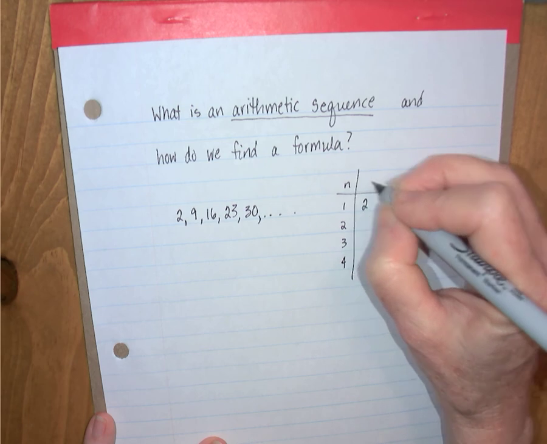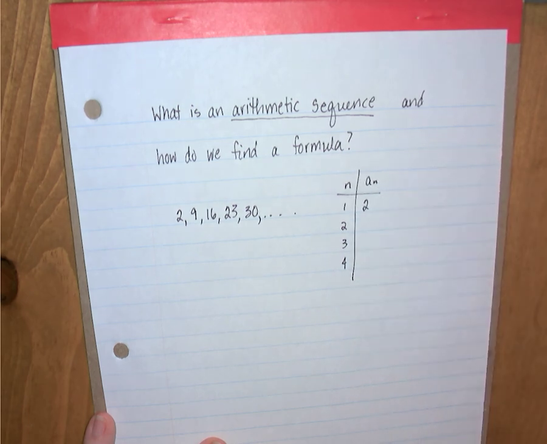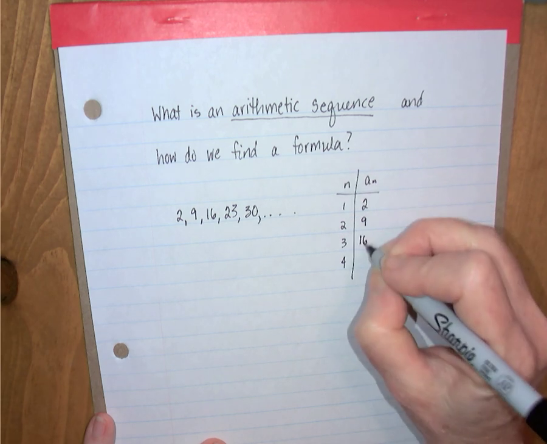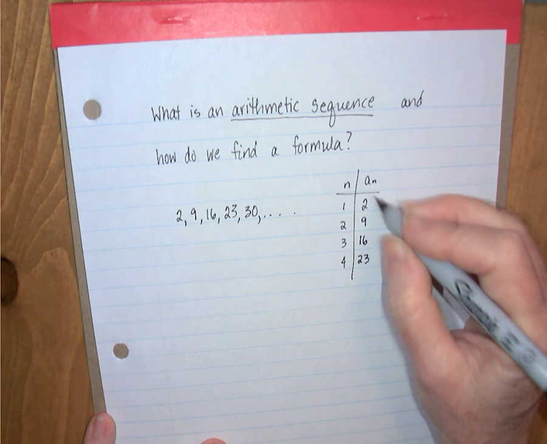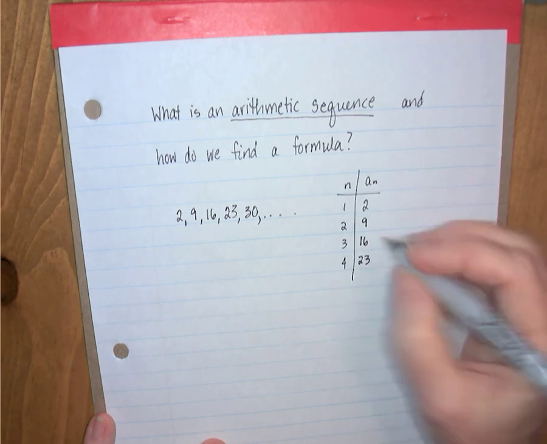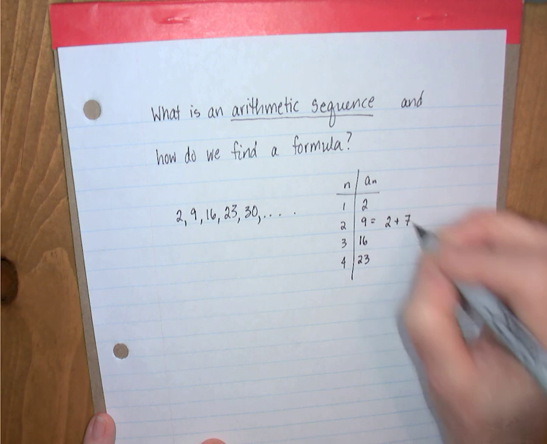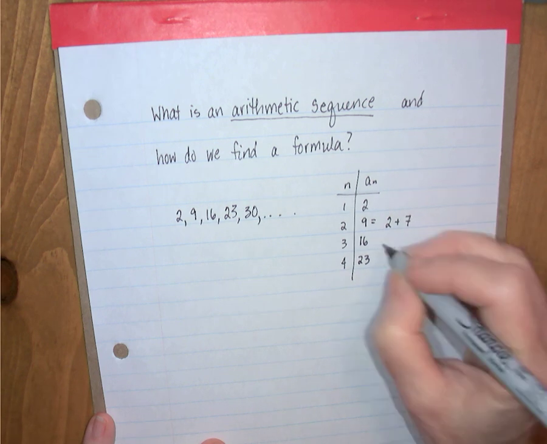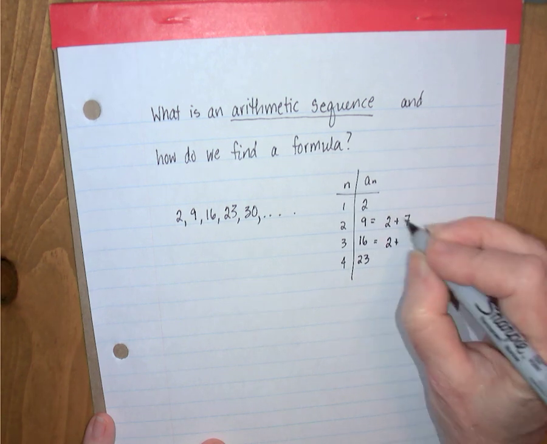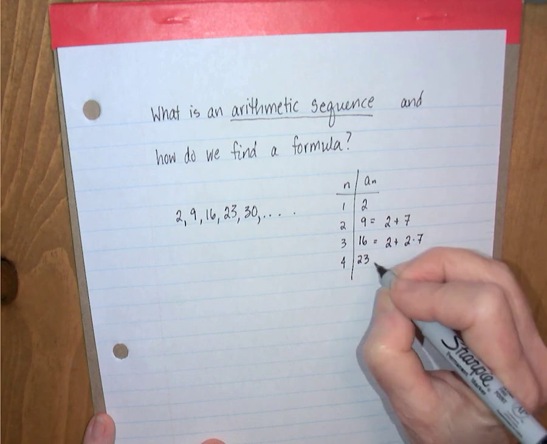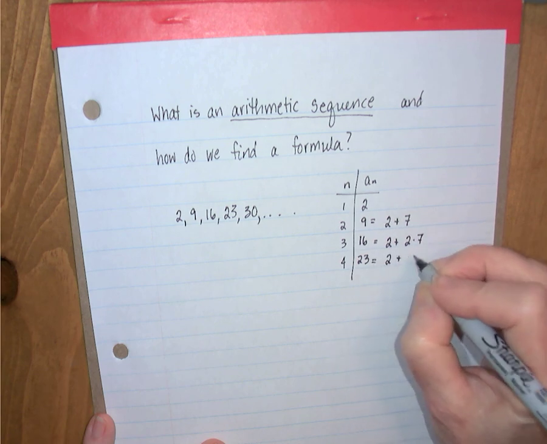We start with 2, so our output we call a sub n, our input we call n, and it always starts with 1 for a sequence, always, that's the rule. And so the question is, how are you going to describe these in terms of n? And it's easy to think of 9 as 2 plus 7, because our rule is to add 7. 16 is going to be 2 plus 7, what we had before, plus 7, so 2 plus 2 times 7. 23 is going to be 2 plus 3 times 7, right?